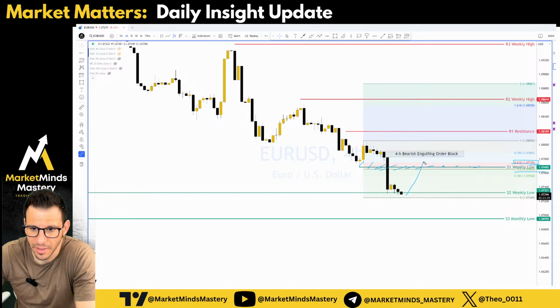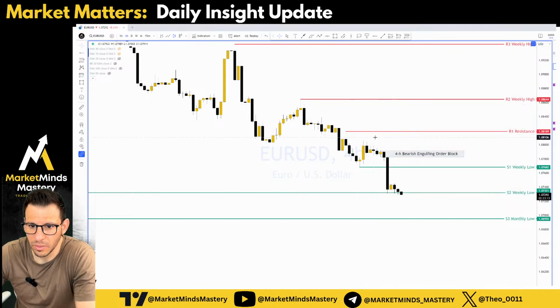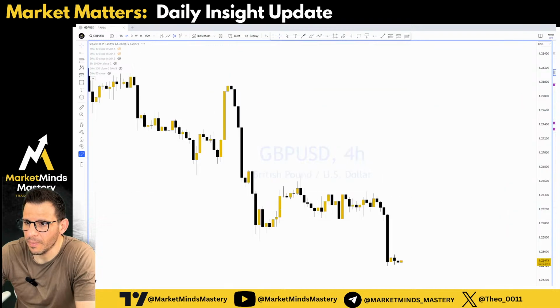If the price enters into this zone here, we can look for some short opportunities. Okay, somewhere there. You can take screenshots if you want. You can write it. You can note it down, however you prefer.